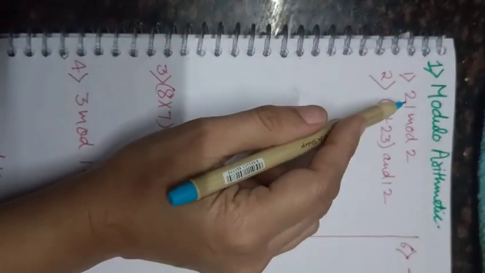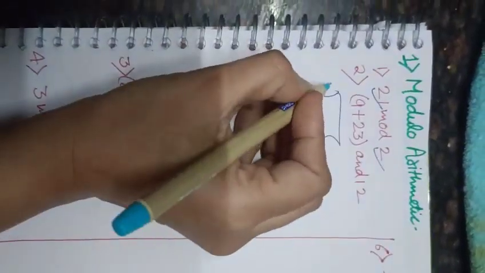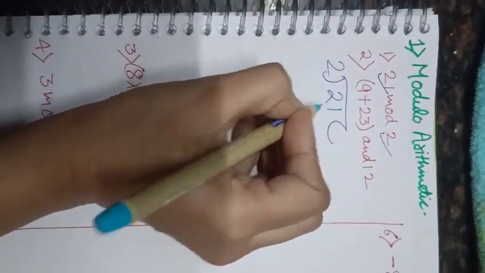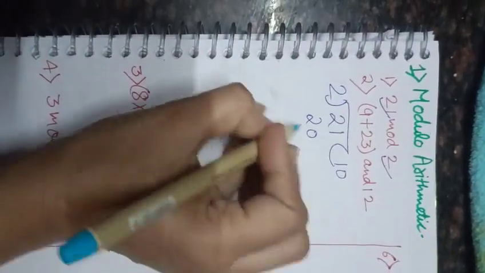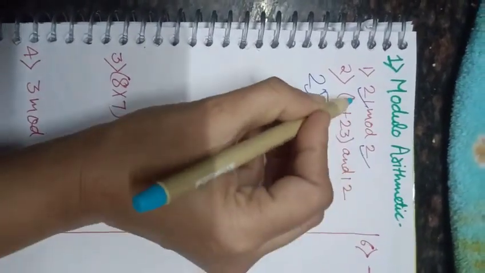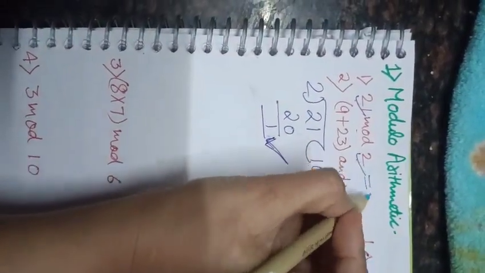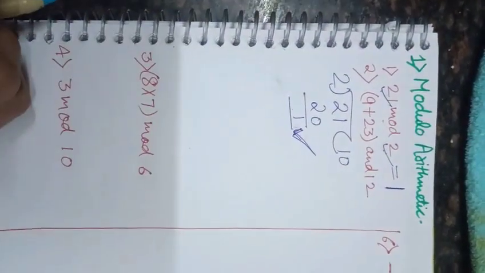मॉड्यूलर अरिथमेटिक में करना क्या है, we simply divide these terms. So this is A, this is B. So 2 is dividing 21. I'm telling you quotient is of no use. So the answer, whatever be the remainder, it is A mod B, which is equal to remainder. So the value of 21 mod 2 becomes 1.